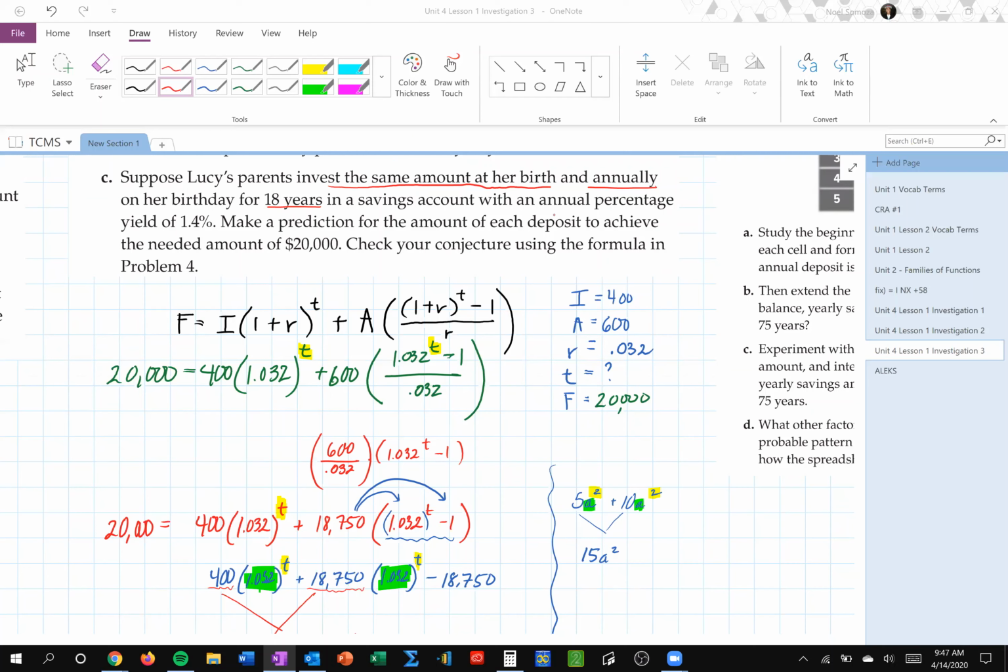Because here it's asking us to make a prediction for the amount of each deposit to achieve, right? So if we need to estimate what the amount of the deposit has to be for them to get 20,000 after 18 years at this new percentage, then that amount for each deposit is also going to represent the amount that they put in at her birth. Okay, so we're going to need to neutralize the fact that I and A are different. In this case, they're going to keep it the same. Whatever they invest at her birth, they're going to keep investing every year. And then hopefully, with this new percentage, it'll get there. Okay, so let's find out.